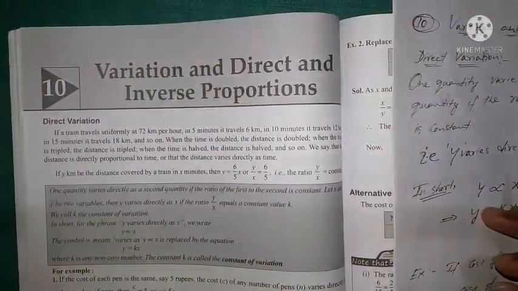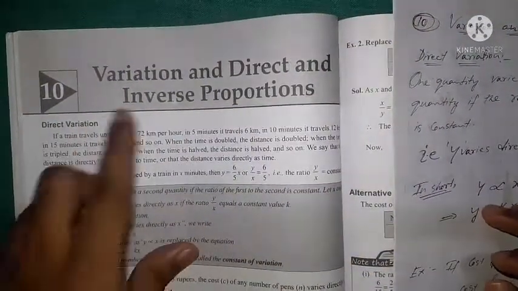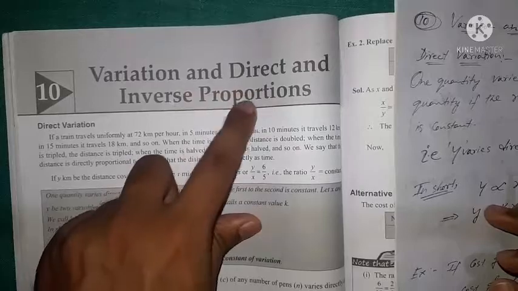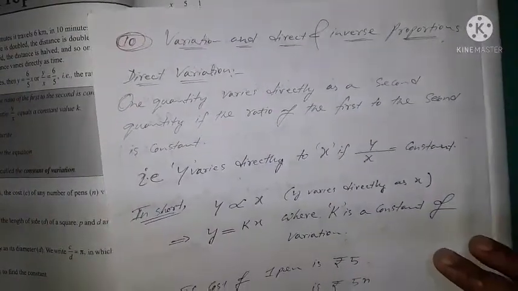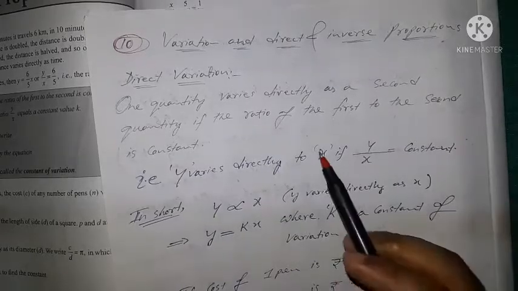Good morning, children. So let's start chapter 10, that is variation and direct and inverse proportion. So what do we mean by direct variation?